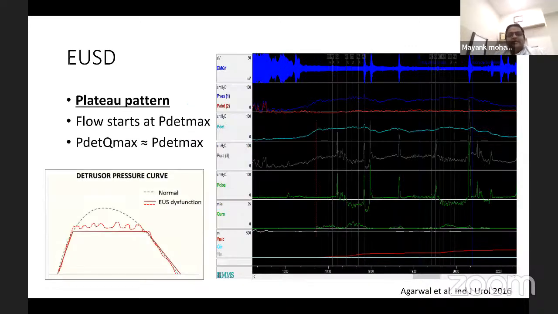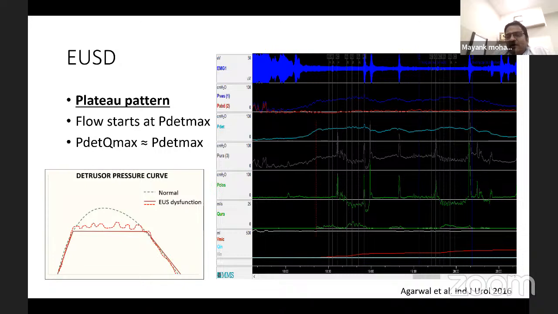Right. Now, this is one discovery which we made when I was in PGI along with my colleagues. We observed that in these patients, when the detrusor starts to rise, as soon as the flow starts, the detrusor stops growing further. It just flattens out. It is called the plateau detrusor pattern. We have published it a couple of times, and we've made some nomograms on this.